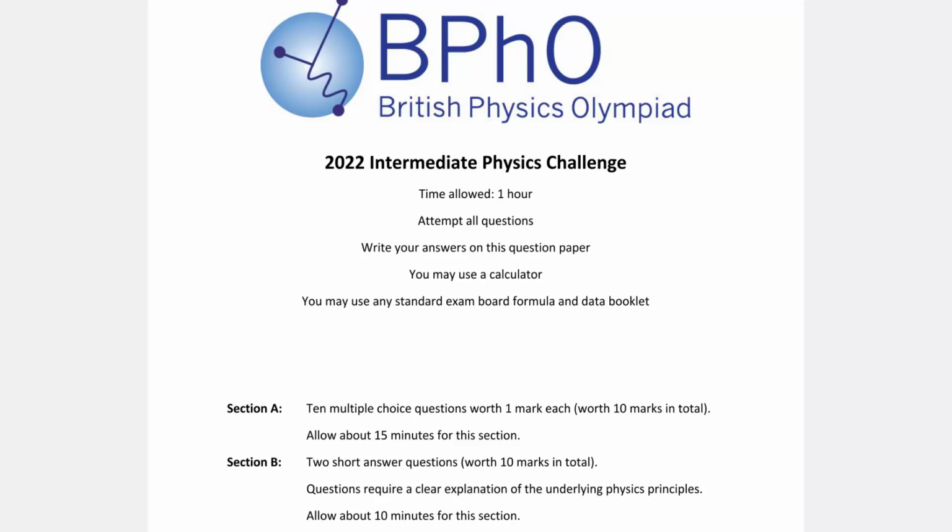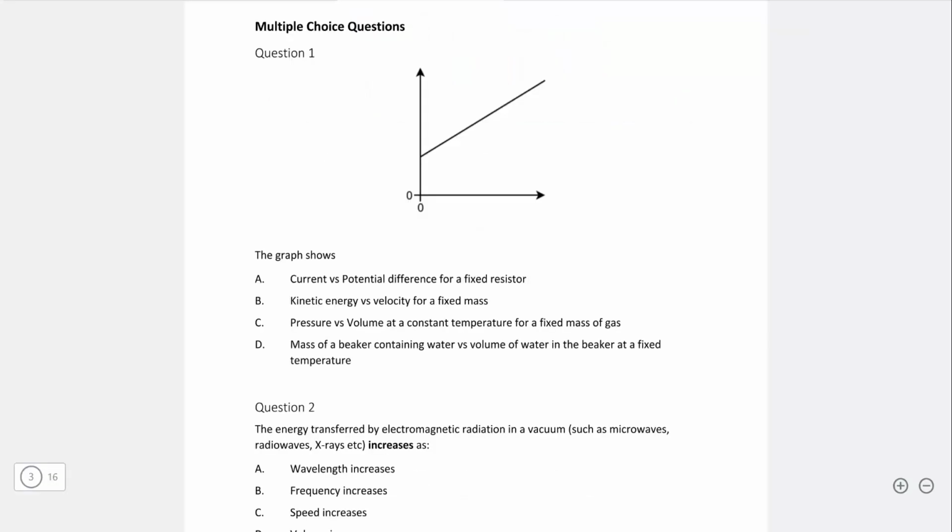Let's solve the multiple choice questions on the 2022 British Physics Olympiad Intermediate Challenge. Just a little note that these are not official solutions, and please check out the website of the British Physics Olympiad. Okay, so question 1, we have some axes across here and this graph shows.